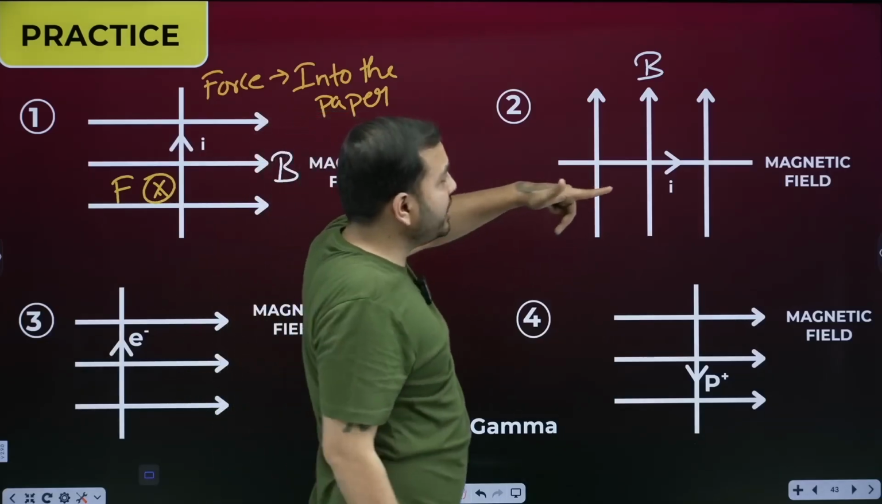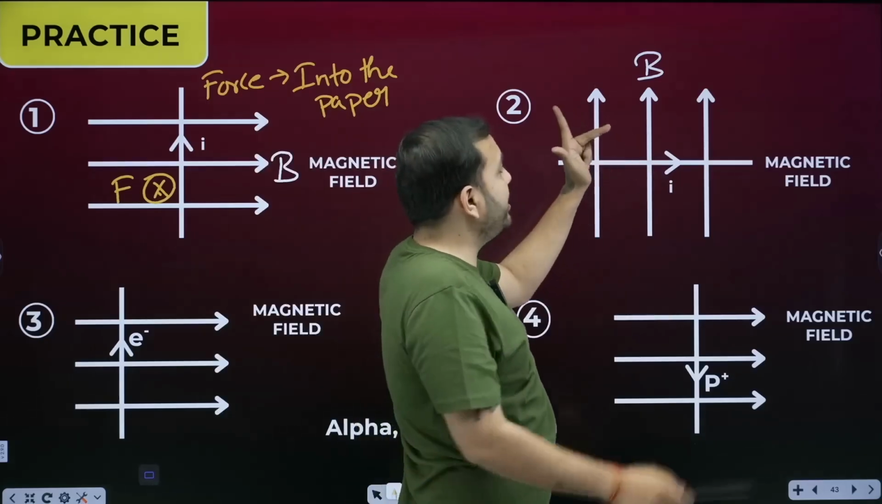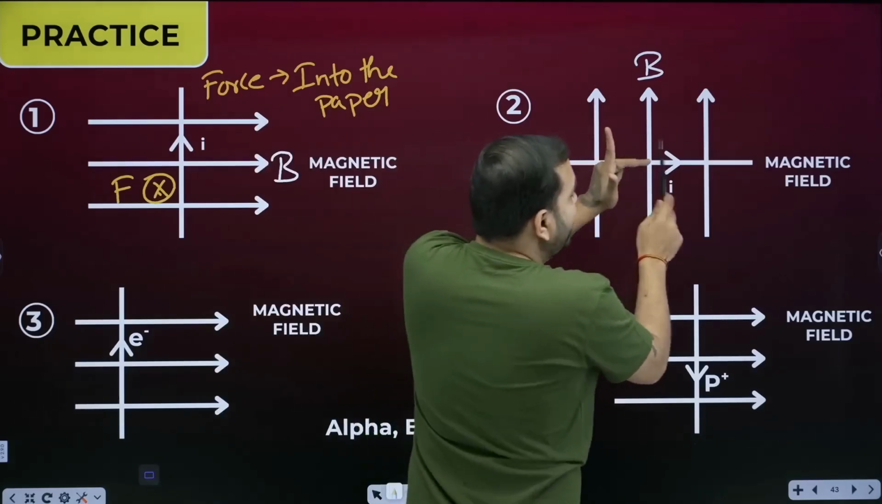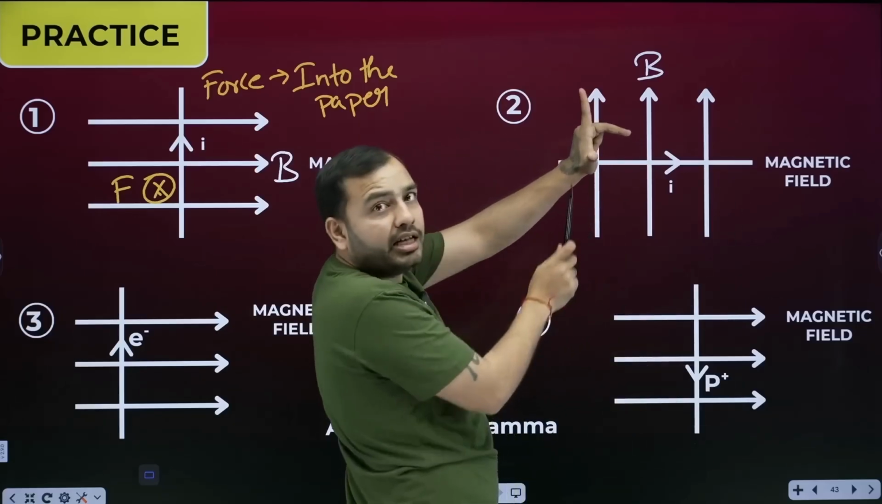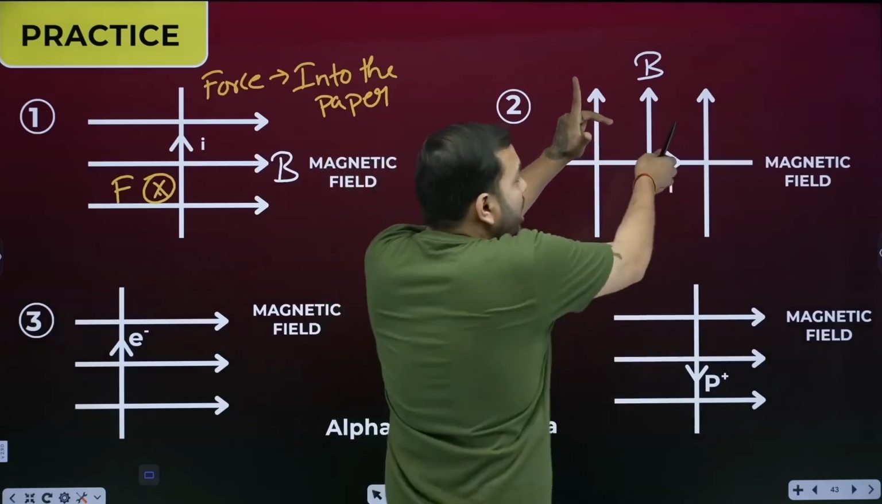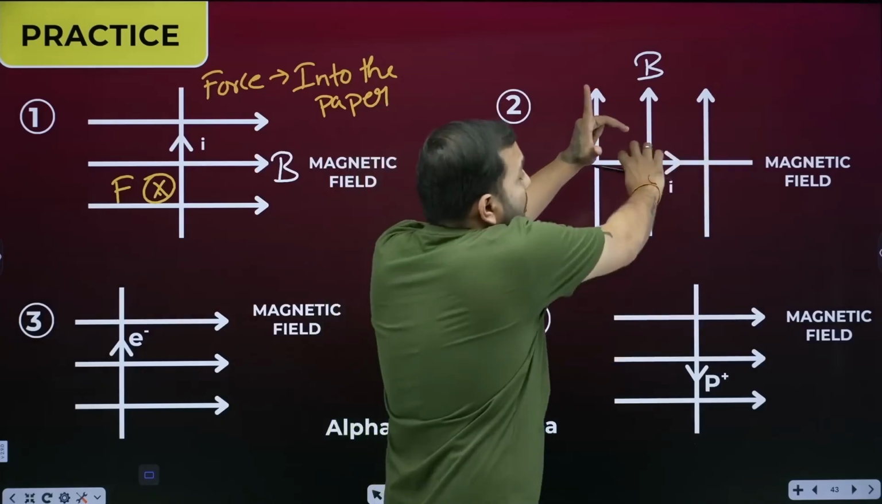Forefinger. Where is the magnetic field? Upwards. Where is current? Middle finger, in the direction of current, set. Force from the thumb. Where is the thumb coming? It is coming out. It means this wire will come out like this. Where would the force be exerted on the wire?